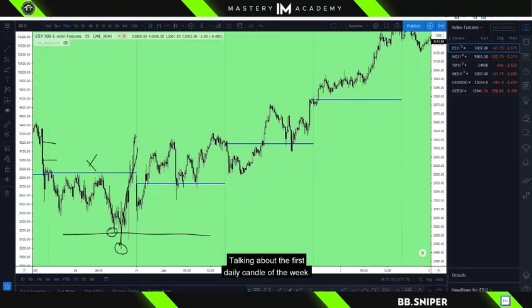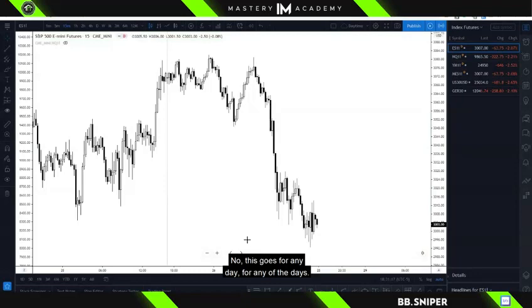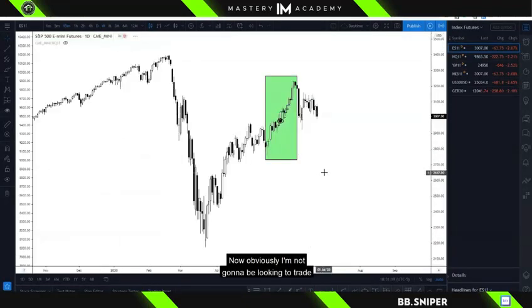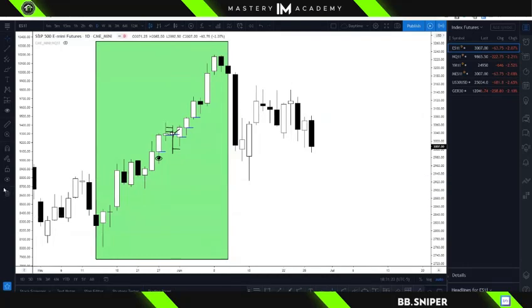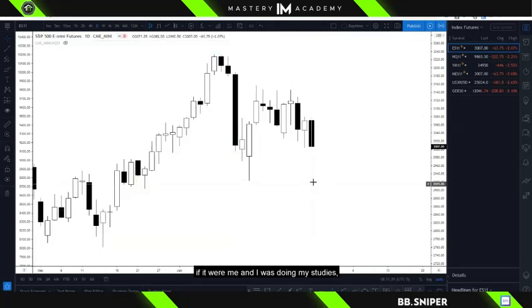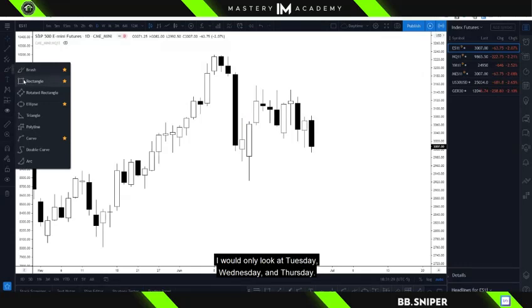Talking about the first daily candle of the week. No, this goes for any day, for any of the days. Now, obviously, I'm not going to be looking to trade on a Sunday or a Friday. If it were me and I was doing my studies, I would only look at Tuesday, Wednesday, and Thursday. So I would avoid Monday and I would avoid Friday. And I would just go and look at every single Tuesday, Wednesday, Thursday. What's the overall conditions? And then boom, mark up the opens.